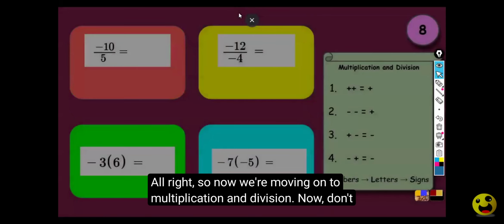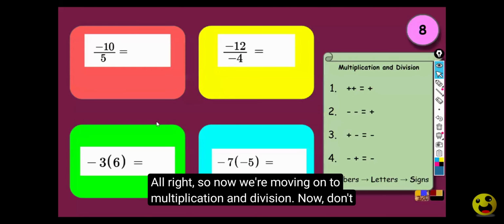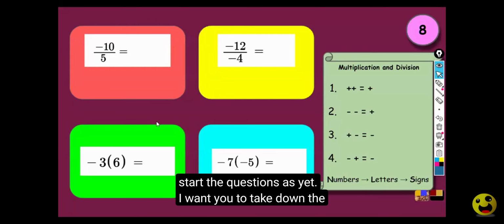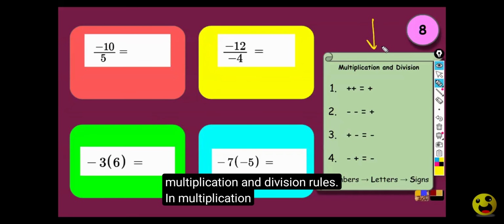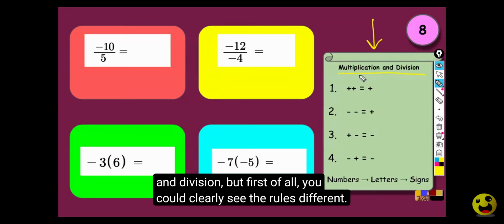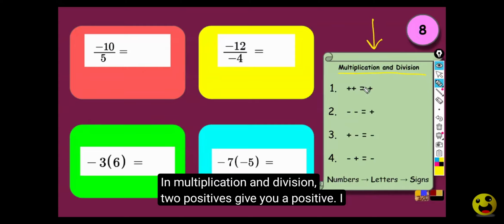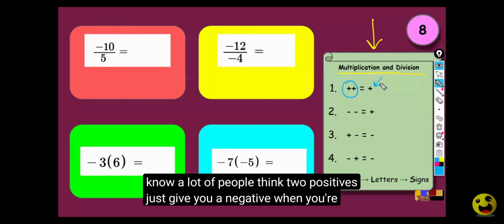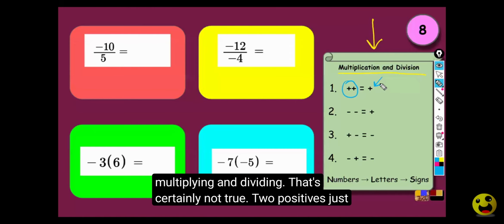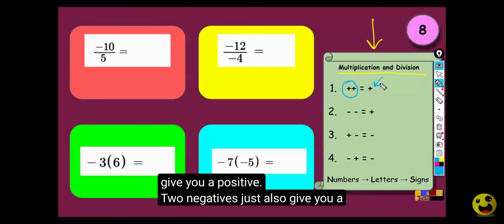All right, so now we're moving on to multiplication and division. Now, don't start the questions as yet. I want you to take down the multiplication and division rules. In multiplication and division, well, first of all, you can clearly see the rules are different. In multiplication and division, two positives give you a positive. I know a lot of people think two positives give you a negative when you're multiplying and dividing. That's certainly not true. Two positives just give you a positive.